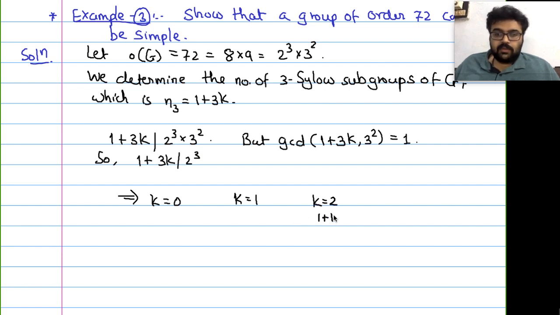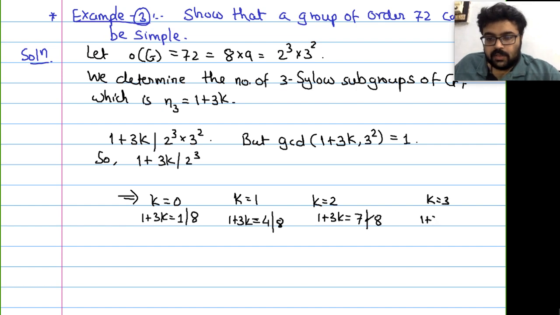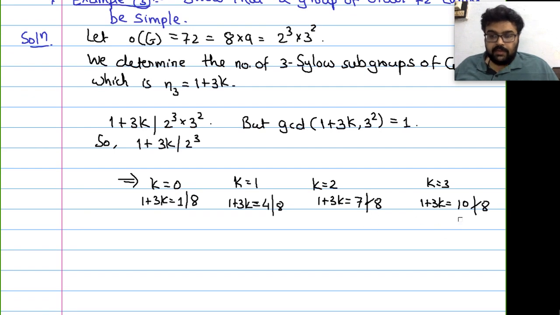What about k equals 2? Then 1 plus 3k is 7. 7 does not divide 8. If I take k equals 3, 1 plus 3k is 10. 10 does not divide 8, and for k equals 4 and beyond, the numbers exceed 8, so they cannot divide 8. So there are two possibilities, k equals 0 and k equals 1.